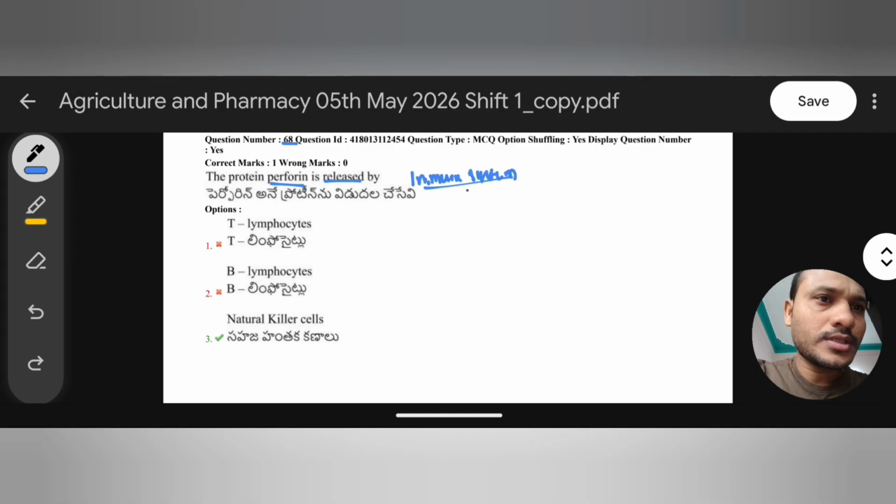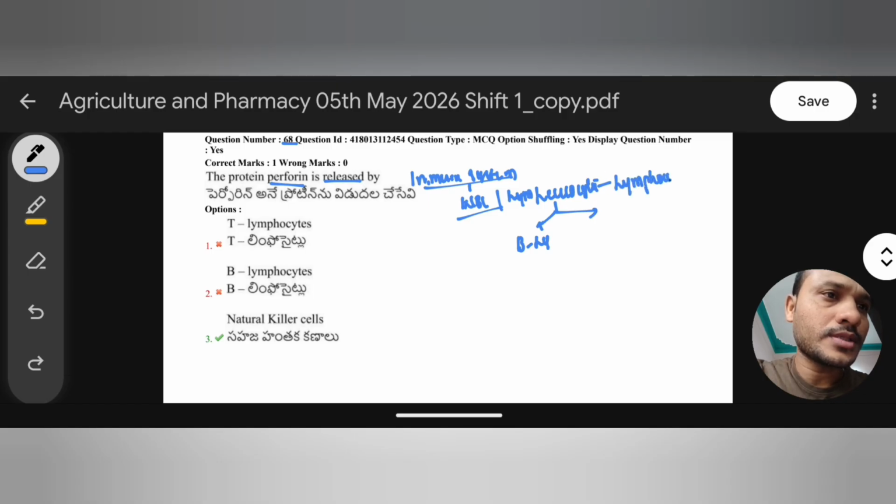In the immune system, blood cells play an important role. That is white blood cells, also known as leukocytes. In leukocytes, we have different types of white blood cells. Among them, lymphocytes play an important role in the immune system. In lymphocytes we have two types, B lymphocytes and T lymphocytes.